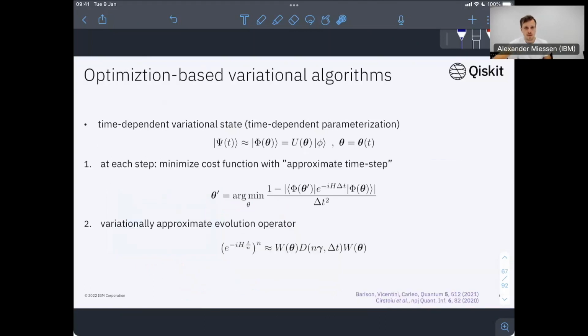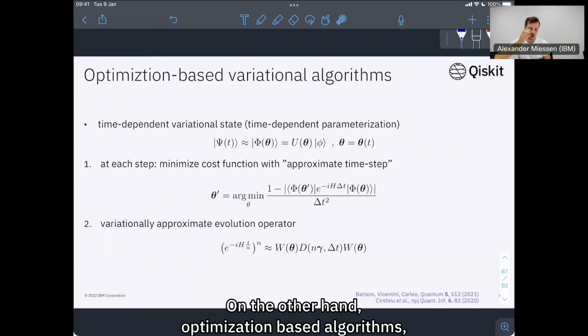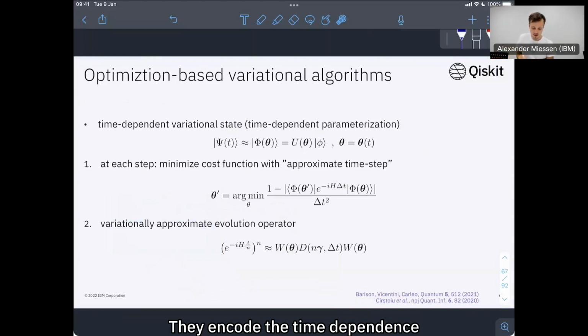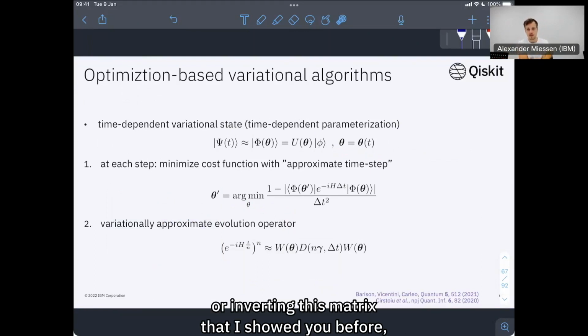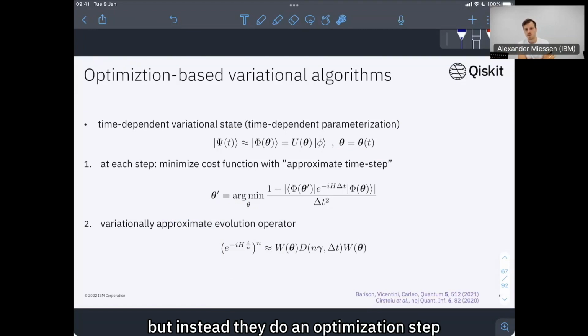Okay. On the other hand, optimization-based algorithms rely on the same thing. They encode the time dependence in such variational parameters, but they do not require solving or integrating an equation of motion or inverting this matrix that I showed you before, but instead they do an optimization step to overcome some of these issues.